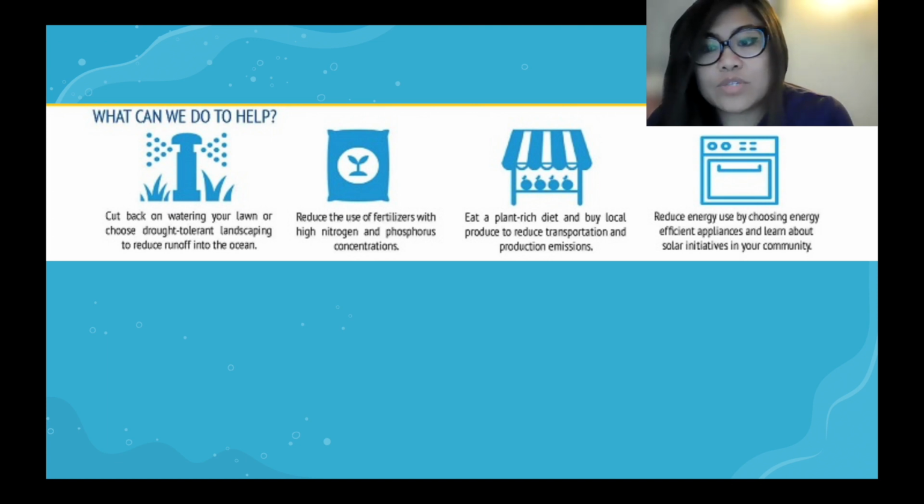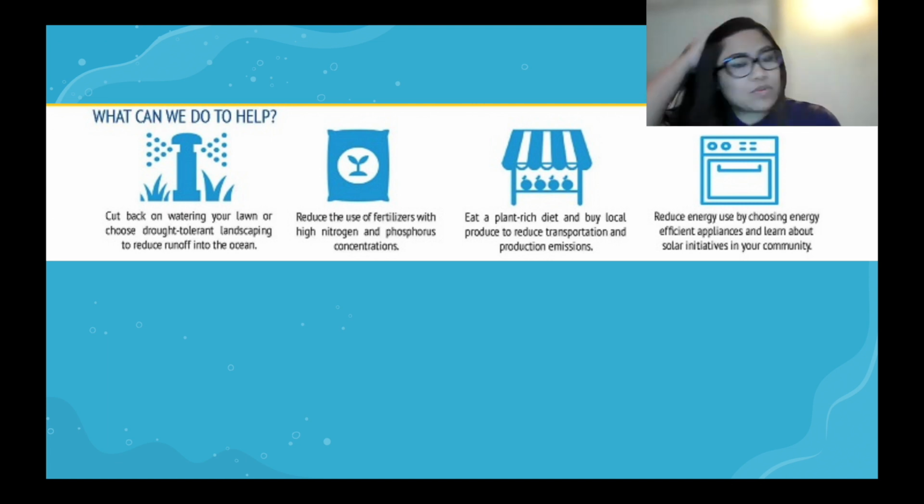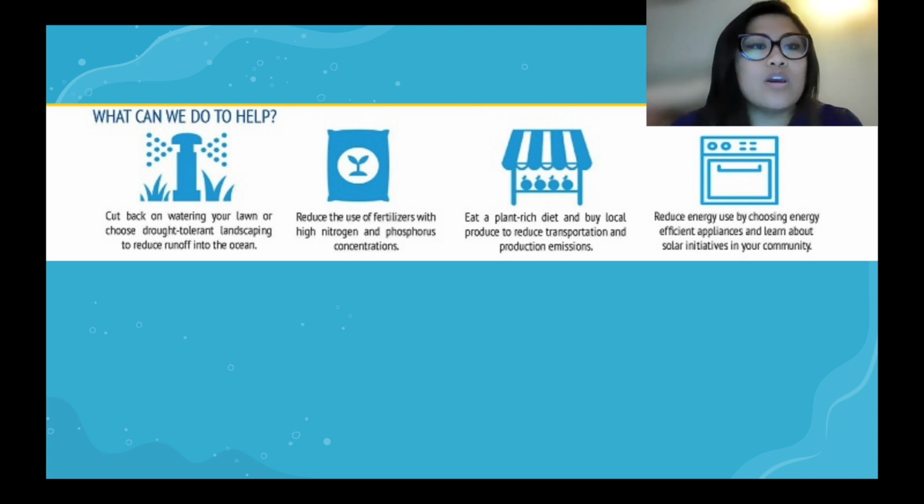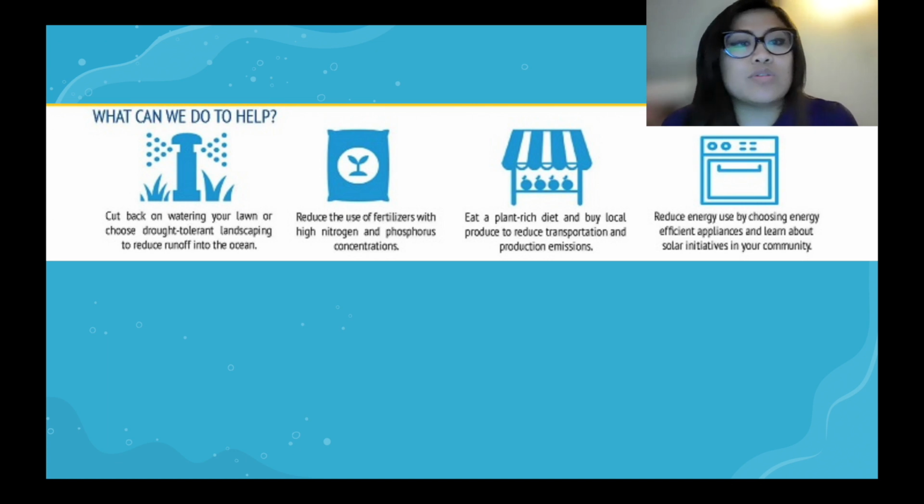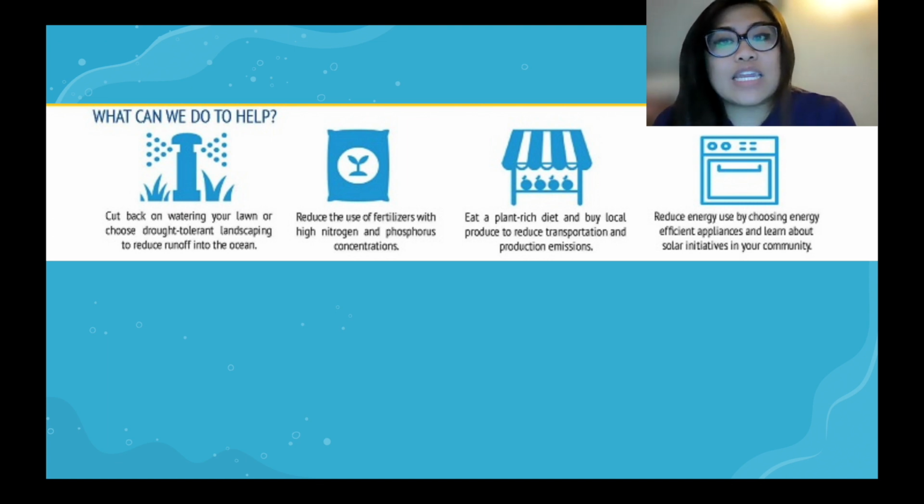So some ways are to reduce, reuse, and recycle, and to save energy in the home, for example, being mindful of the lights, of electricity, of the amount of laundry that we're doing, of the number of times we're watering our grass. And also if we could walk and cycle more, we wouldn't have to burn so much fossil fuel. Other things we can do to help are to cut back on watering your lawn or choose drought-tolerant landscaping to reduce runoff into the ocean, reduce the use of fertilizers with high nitrogen and phosphorus concentrations, and eat a plant-rich diet and buy local produce to reduce transportation and production emissions.